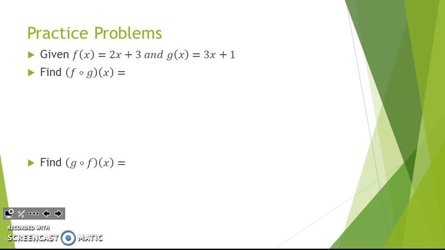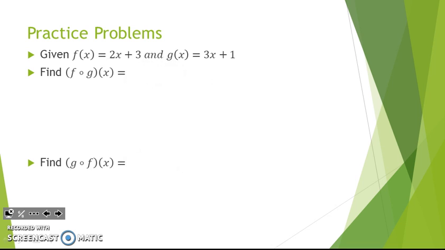Okay, so for this one, if we recall back, I've got f open circle g of x. It's very important that we know what that means. F open circle g of x means f of g of x. If I have down below here g open circle f of x, that means g of f of x. So it's important. We have to remember what that means.